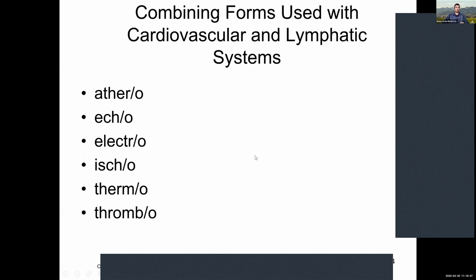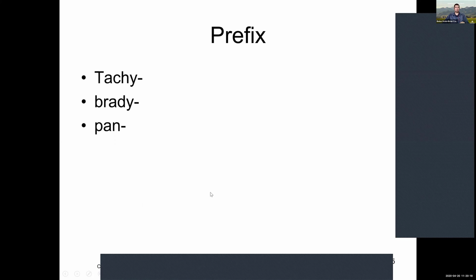Some of the combining forms, we've seen some of those already. Athero, like atherosclerosis; echo, like echocardiogram; electro, like EKG, so electrocardiogram; isch or ischo, like ischemia; thermo, thermal, meaning heat; and thromb, meaning some type of clot. So here we're seeing all of the O combining vowels used to make the combining forms.